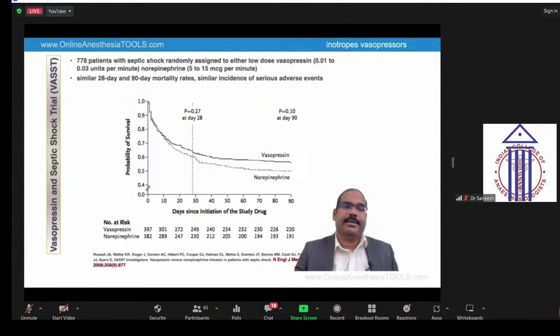Going to the evidence, the VASST trial, the vasopressin and septic shock trial, showed a marked improvement in survival with the vasopressin group, but it's not significant. As you can see, the p-value is not less than 0.05.